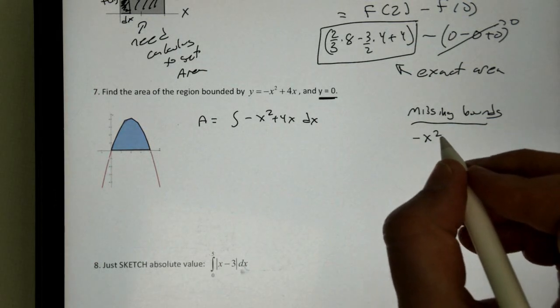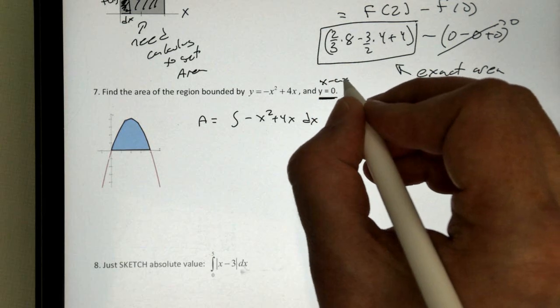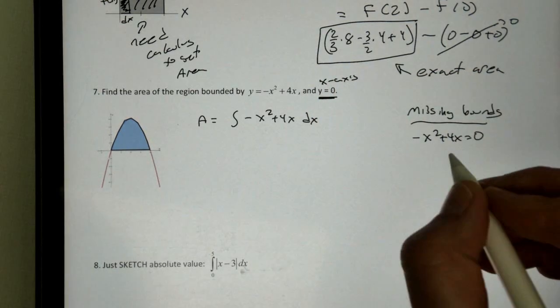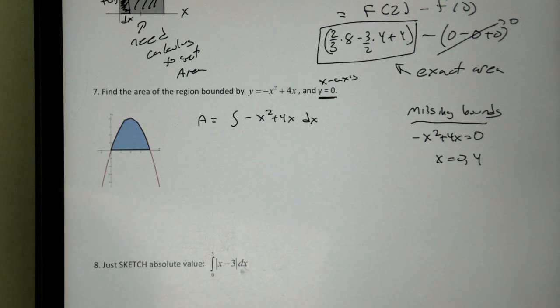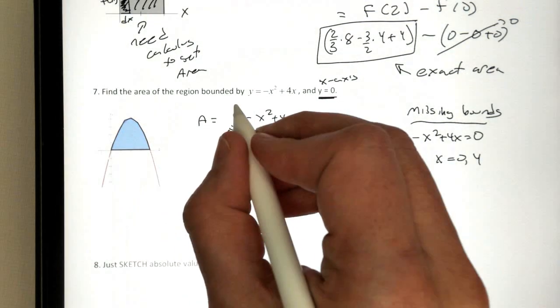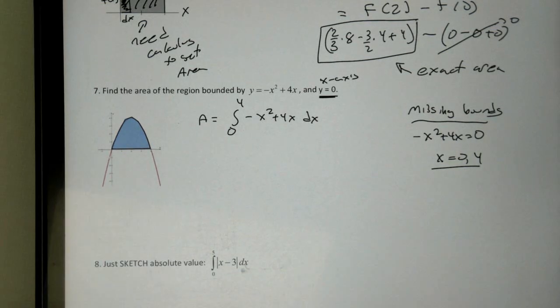Just set your function. Since we're going to measure to the x-axis right here, just set your function equal to 0. And you get x equals 0 and 4. So I can put those in my bounds. Remember, these are my x values. That becomes important for us later on. Okay?